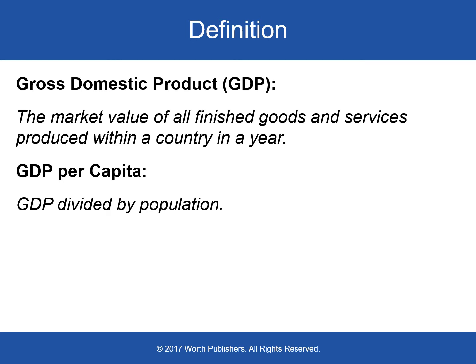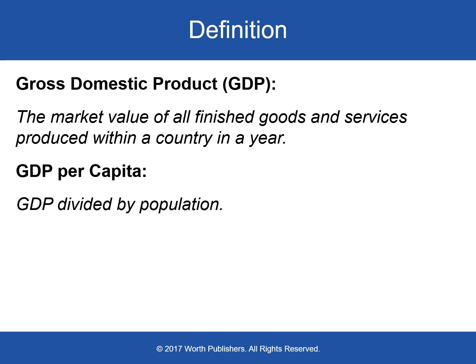Here's a definition of GDP. GDP, gross domestic product, is the market value of all finished goods and services produced within a country in a year. And GDP per capita means you divide by population to get a kind of average number per person. Now, if you look at this definition, it looks very straightforward and sort of no big deal, right? Kind of obvious, but it's not quite so simple as it sounds.